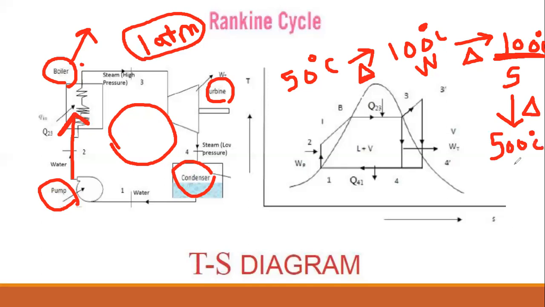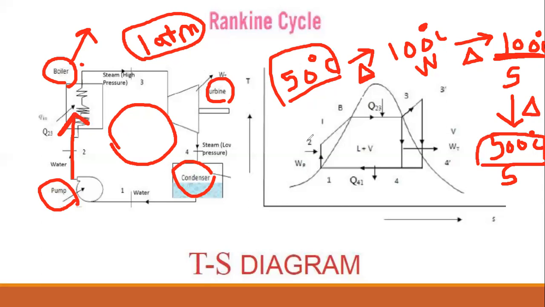500 degrees Celsius steam. So you can see the transition: the 50 degrees Celsius water first becomes 100 degrees Celsius water. Then the 100 degrees Celsius water becomes 100 degrees Celsius steam. After that, if we give more heat, this steam will become 500 degrees Celsius steam. So this is the operation that basically happens in the boiler. We give water and we get superheated steam.